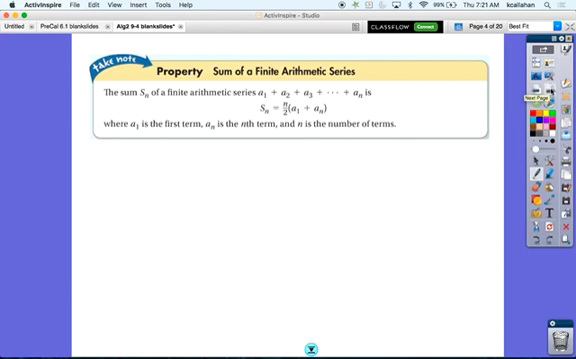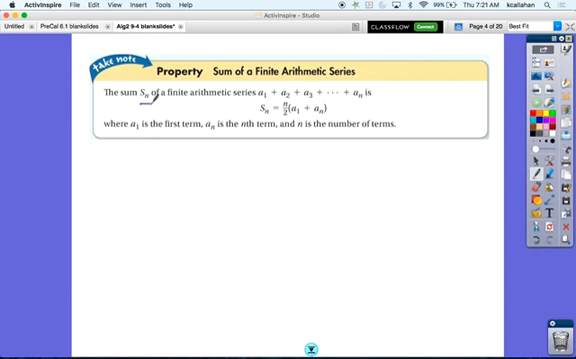So we have a formula. If you did the copy work that I assigned for extra credit before this unit, you would have already copied this. This is the formula for the sum of a finite arithmetic series. You can see that we introduced this notation here, which is a capital S with a subscript of n, which stands for the sum of n terms.